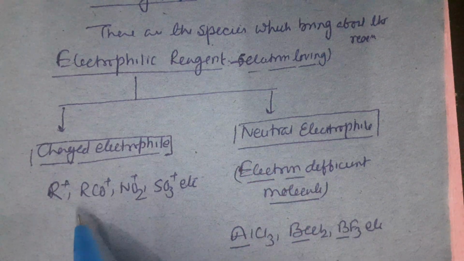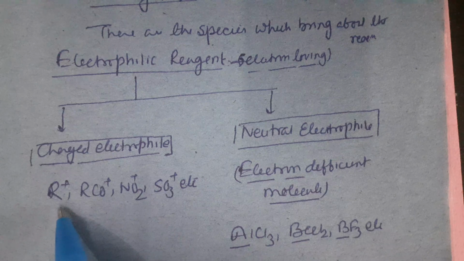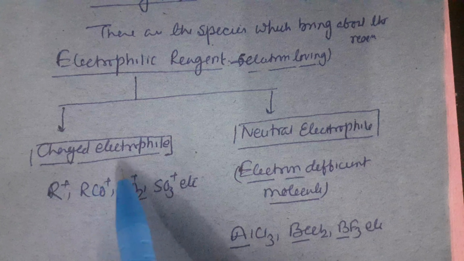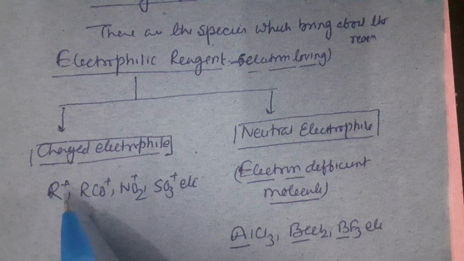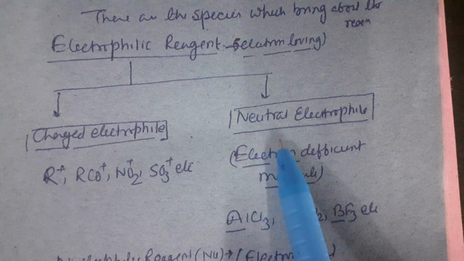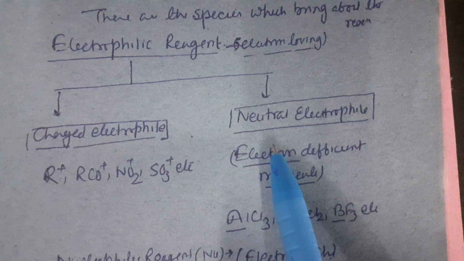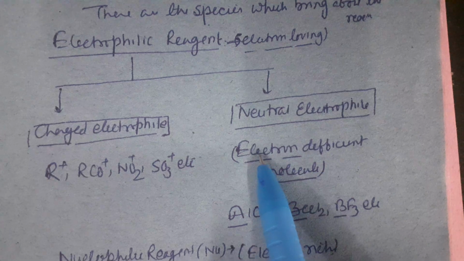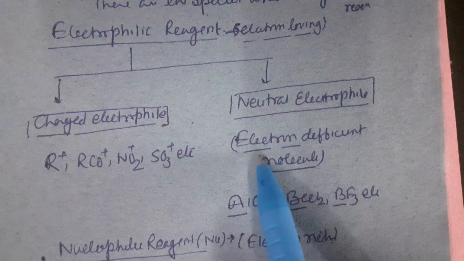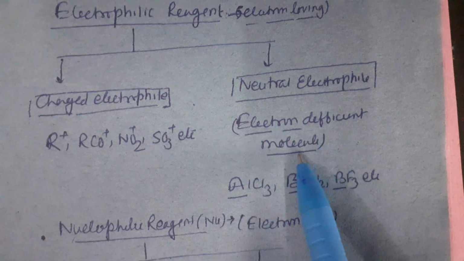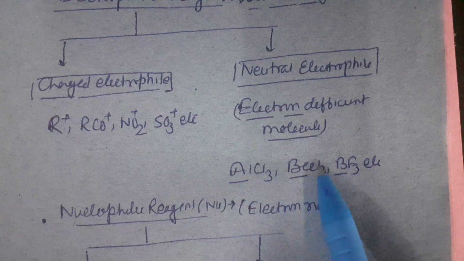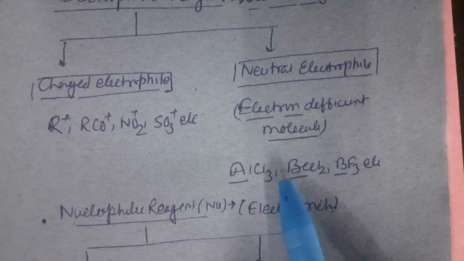All the positively charged ions like R plus, RCO plus, NO2 plus, these are examples of charged electrophile. Positive charge simply indicates electron deficiency, and neutral electrophiles are those which do not possess any charges on them, but they have a tendency to attract electrons, and these are nothing but electron deficient molecules, such as aluminum chloride, beryllium chloride, boron trifluoride, and many others.